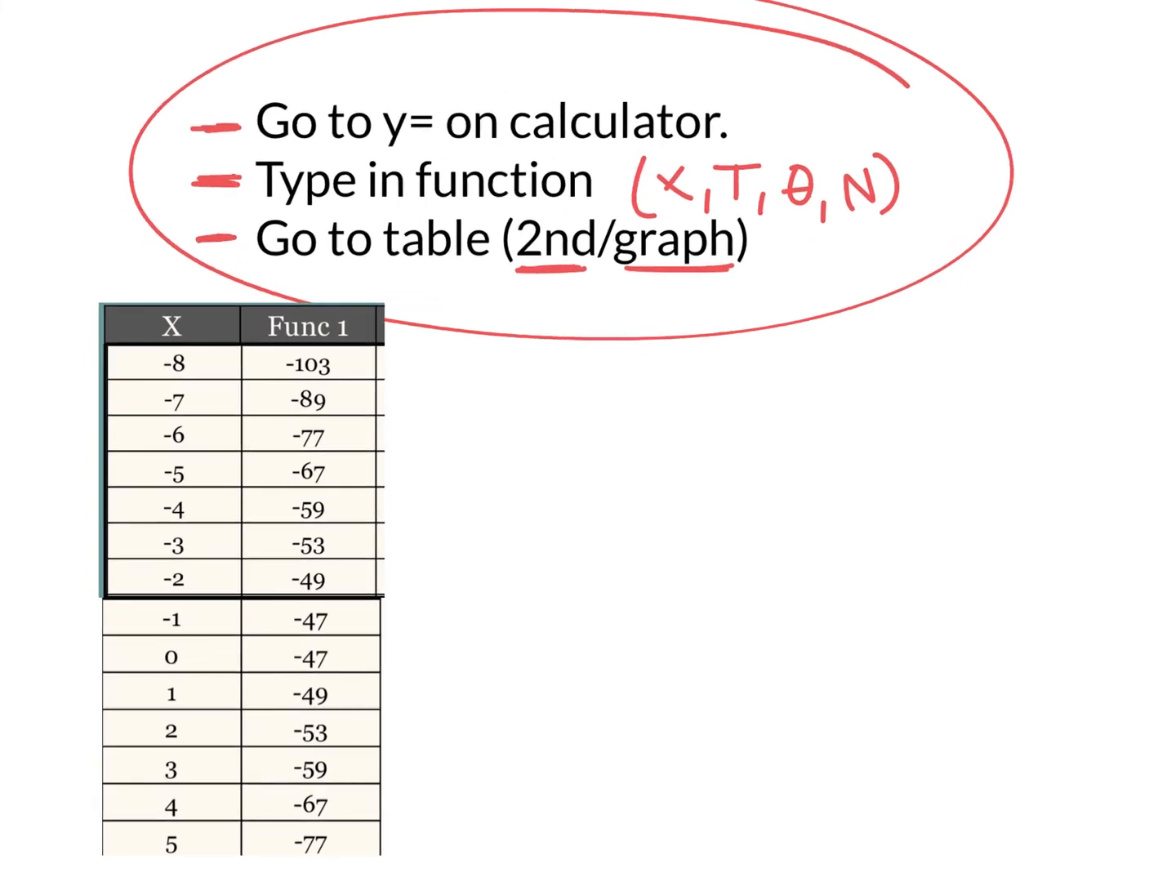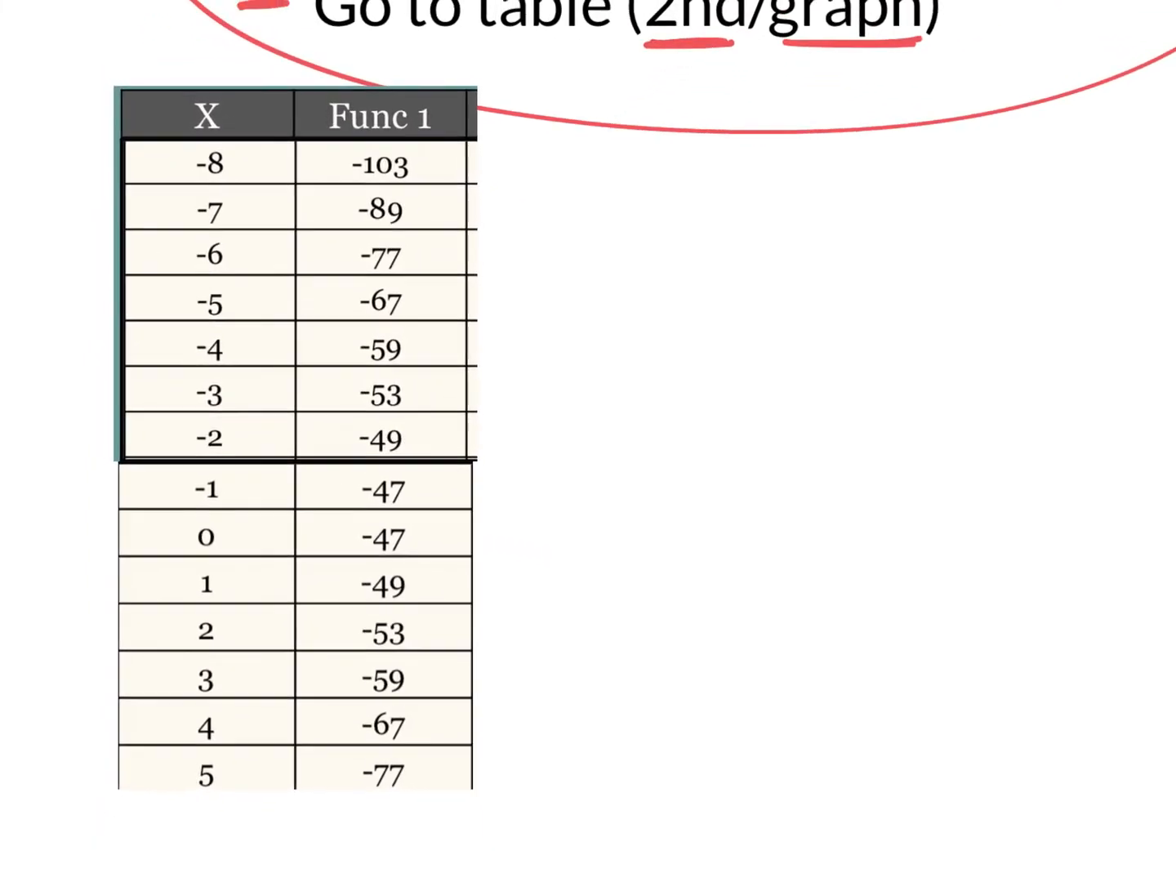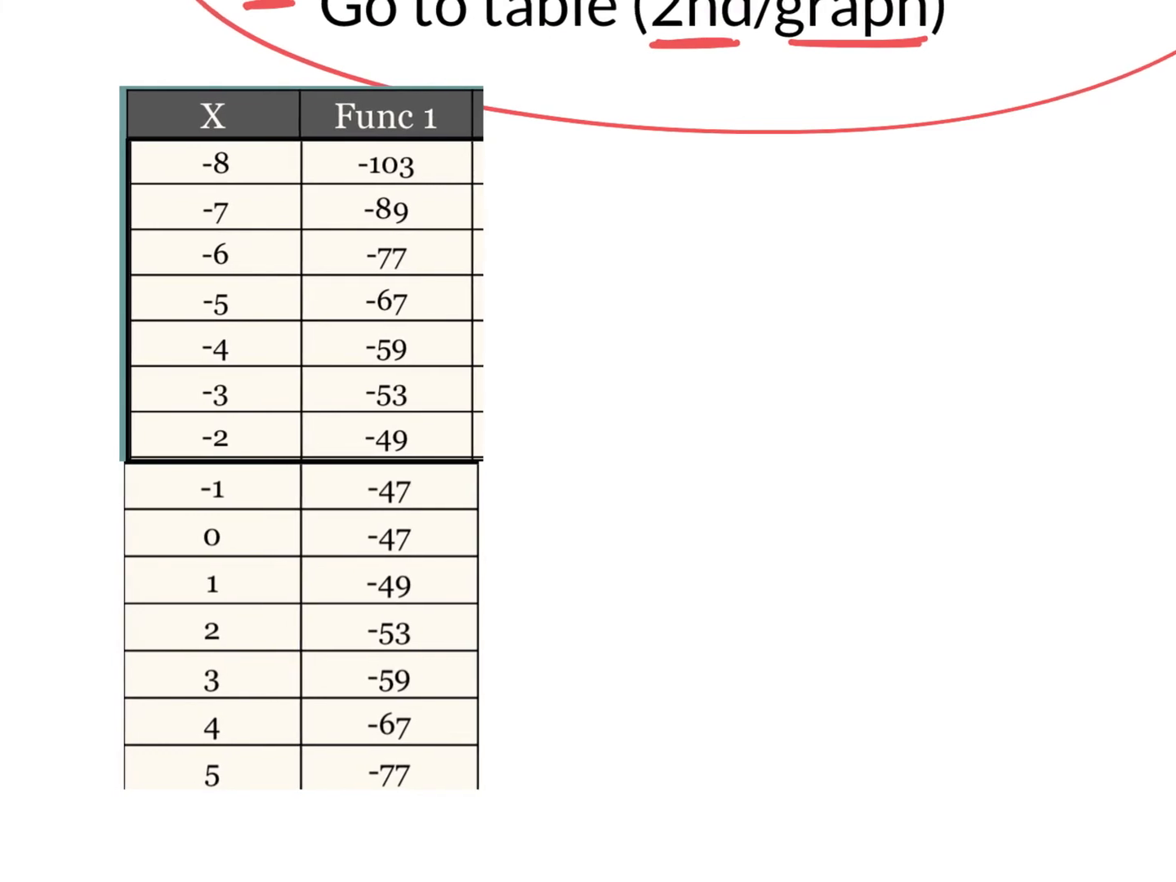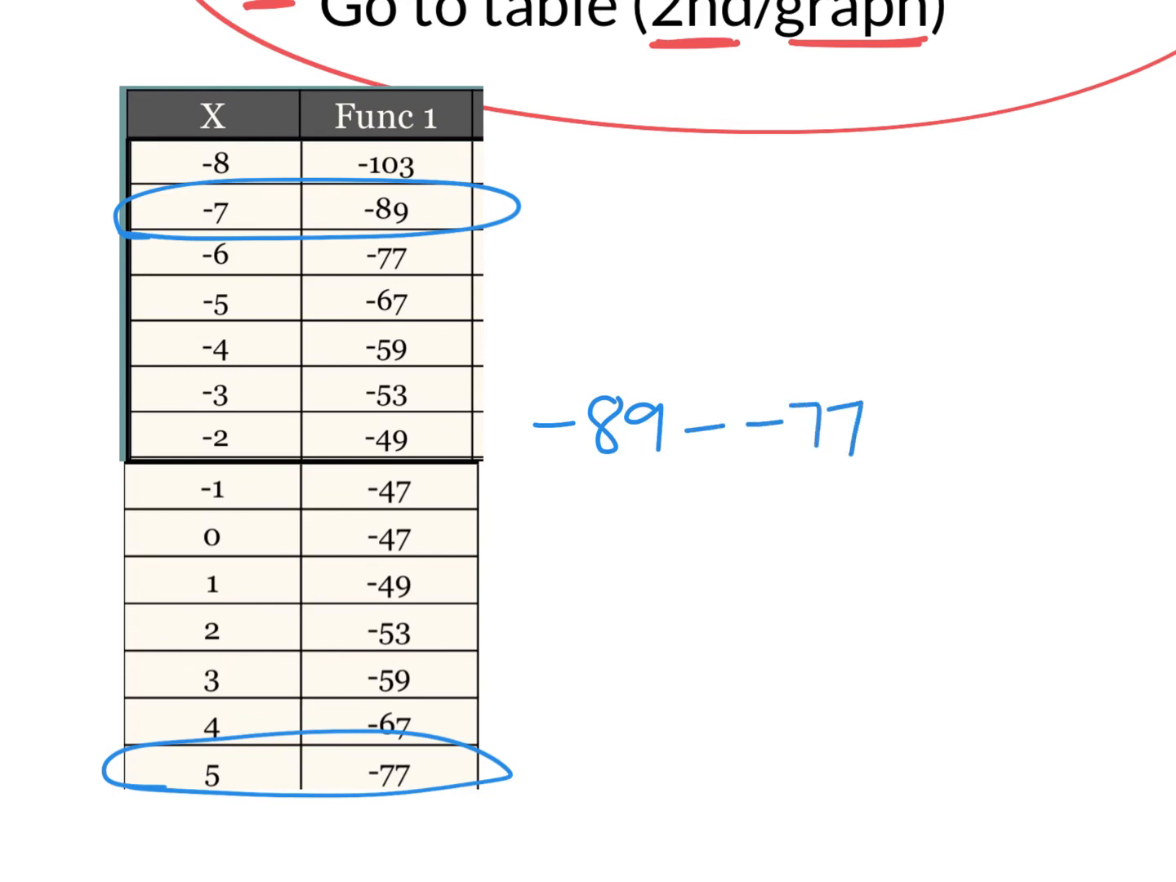When you look at the table in the calculator, it's going to give you all these values. You might have to scroll to find them, but remember you're interested in the values -7 and +5, and then you will use those values to calculate your rate of change. -89 minus -77 over -7 minus 5. Notice again that I started with the same values, right? These values match each other. And then you will just simplify. I'm doing math very quickly. 12 over -12, which is -1.